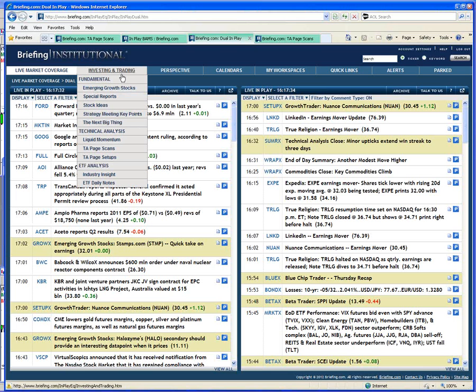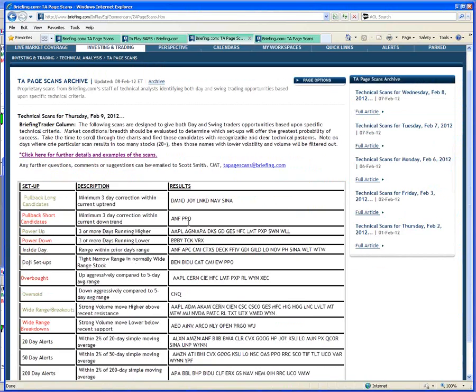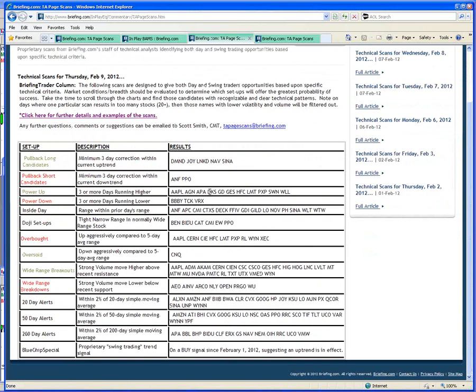So I prefer that. But to find the TA page, it's under the investing and trading heading, and you come down to TA page scans, and when you click on that, it should take you to this page. And again, you just zip through these charts. If you don't see a setup right away, exactly how it's described, and it doesn't look clean, just pass on it. Don't force what's not there.